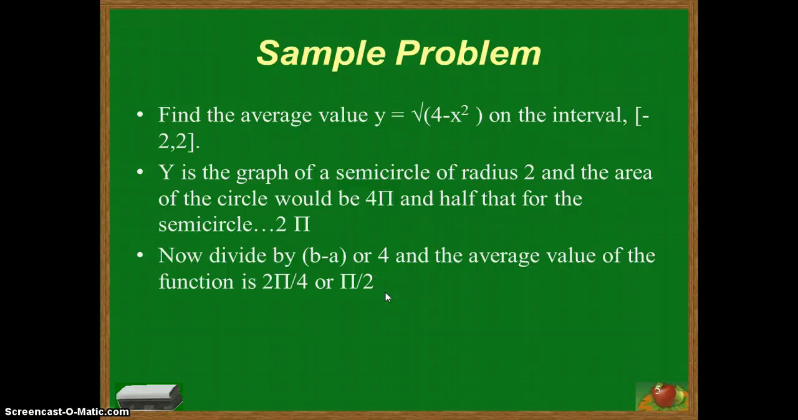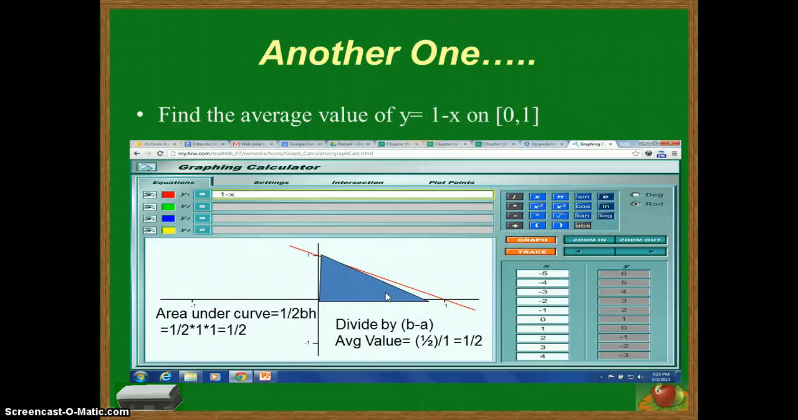Isn't that cool? Here's another one. Let's suppose I've got y equals 1 minus x on the closed interval [0, 1]. Now obviously we can recognize that as a straight line. I've drawn it here with the red line. The shaded blue is the area under the curve, and we're going from 0 to 1.